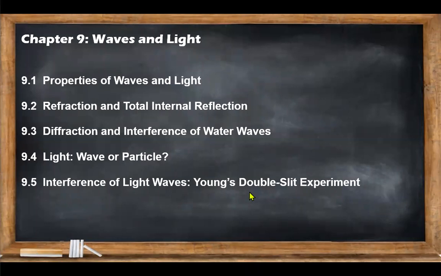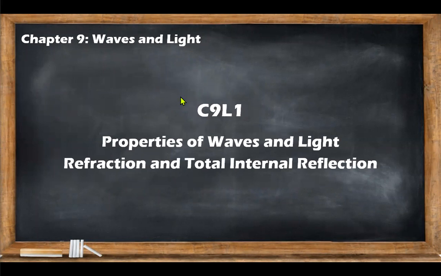All right, welcome to the class. From today on, we're going to have a look at chapter 9, waves and light. There are 5 sections in this chapter. Today, we're going to have a look at the first 2 sections. Today is the first lesson of chapter 9. We're going to have a look at properties of waves and light, and then refraction and total internal reflection.